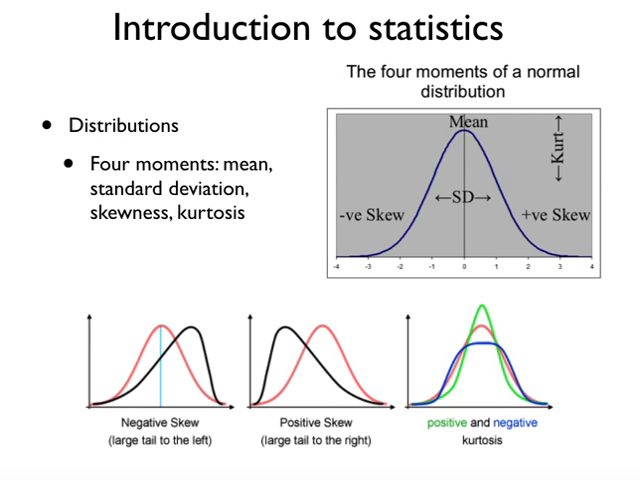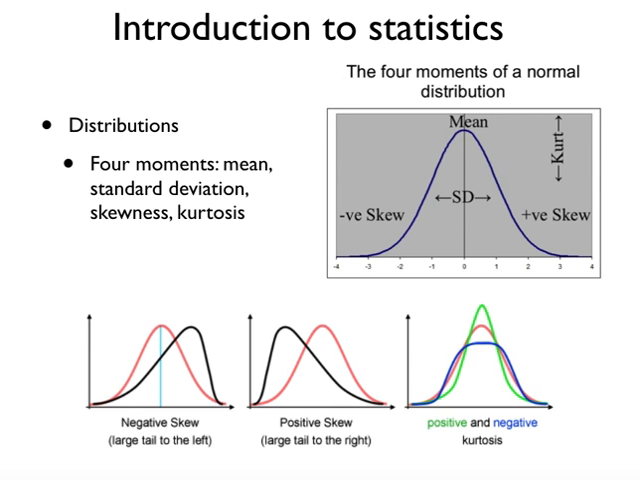Okay, so this slide is showing that for every distribution, one way we can measure our distributions is using these things called moments. Okay, and some moments you've probably heard of, and some you most likely haven't. So a distribution has four moments. They're mean, standard deviation, skewness, and kurtosis. Okay, those are the four things that make up a distribution.